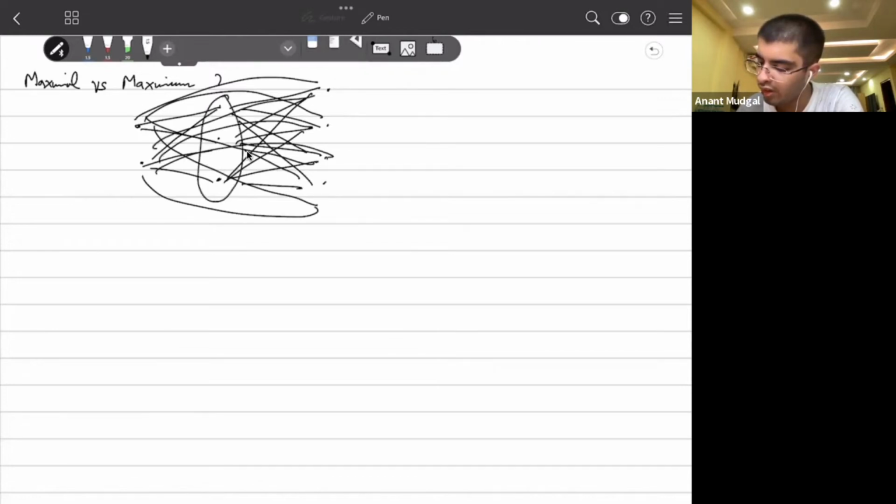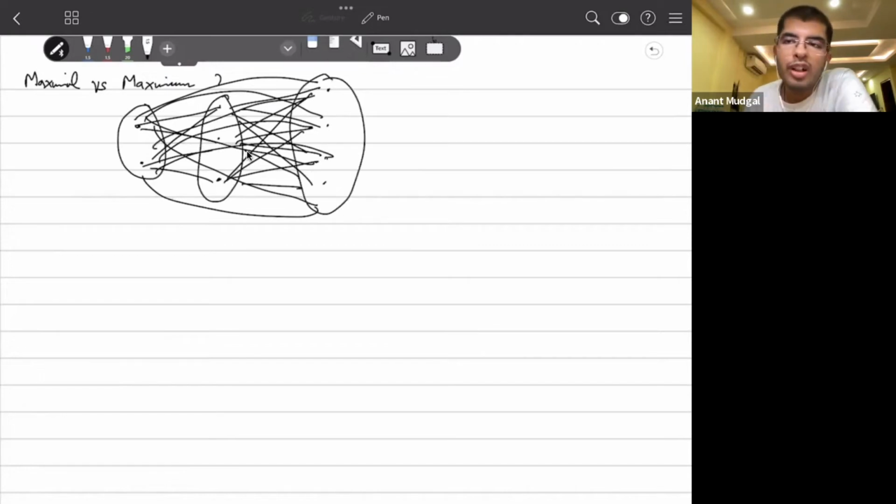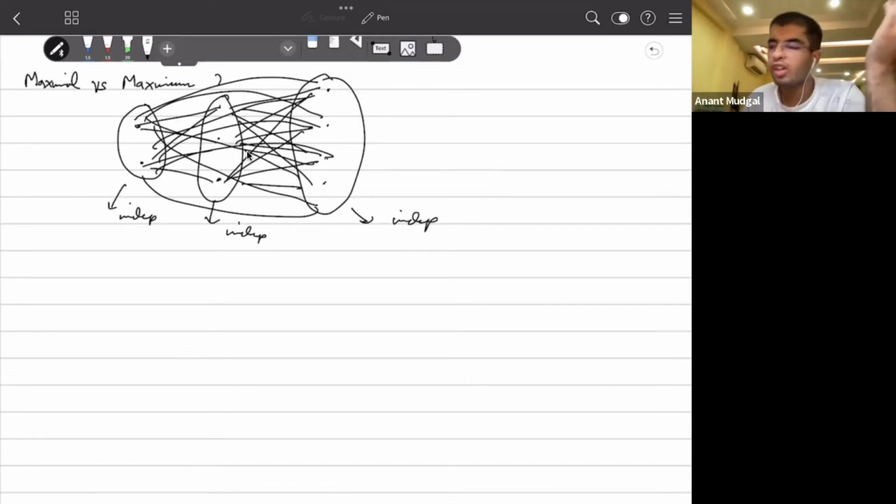This is a very messy diagram, but you have a set of 3 vertices, a set of 2 vertices, and a set of 4 vertices. All of them are independent sets, right? This is an independent set, this is an independent set, this is an independent set. But all of them have different sizes. If you pick a maximal thing, you could have picked any of them: the one with 2, the one with 3, or the one with 4. But if you pick the maximum thing, you always have to pick the one with 4.